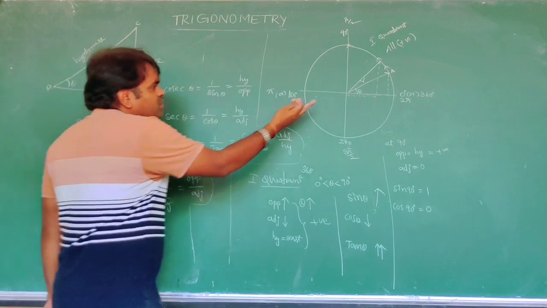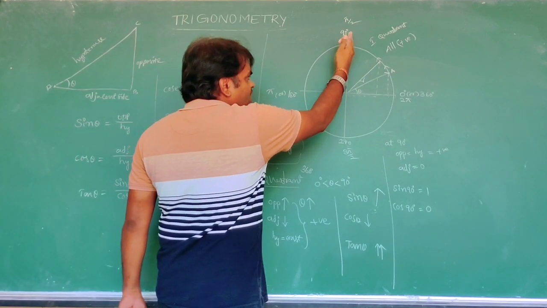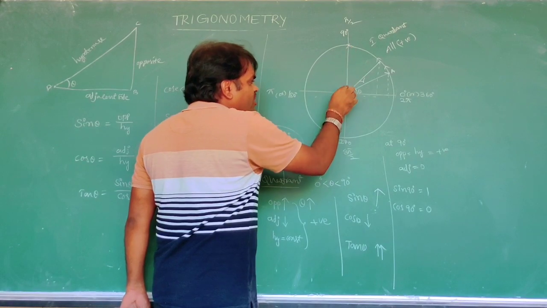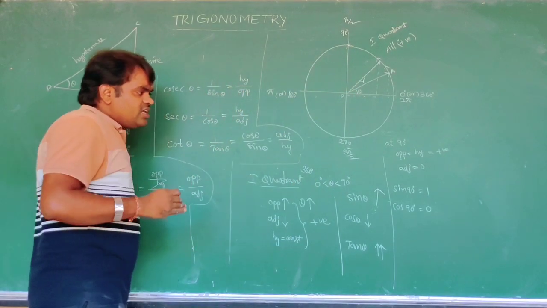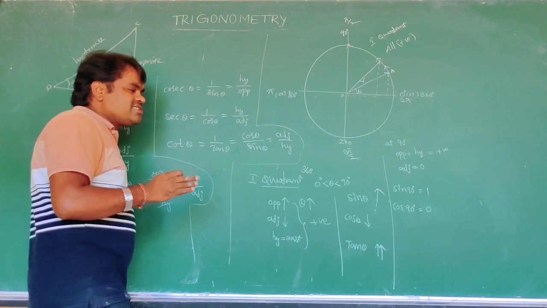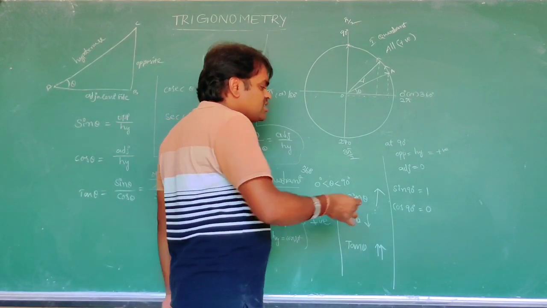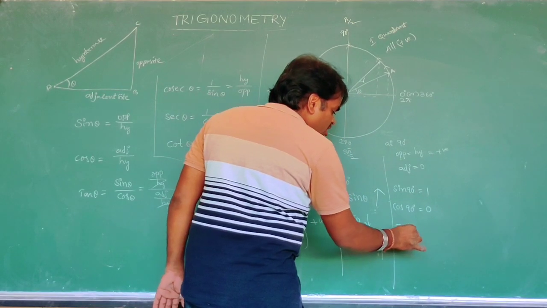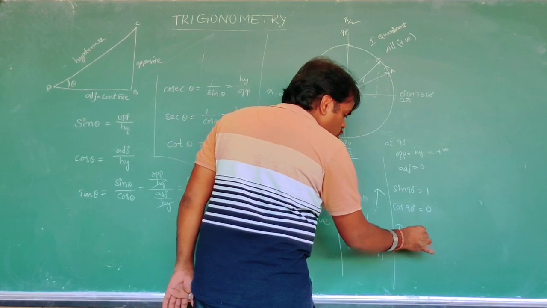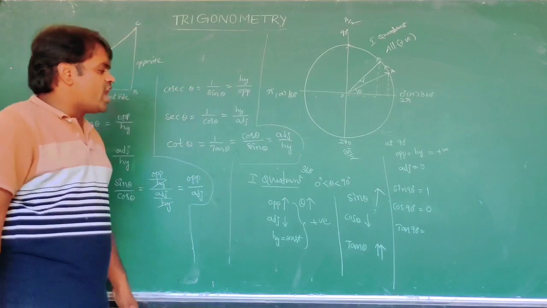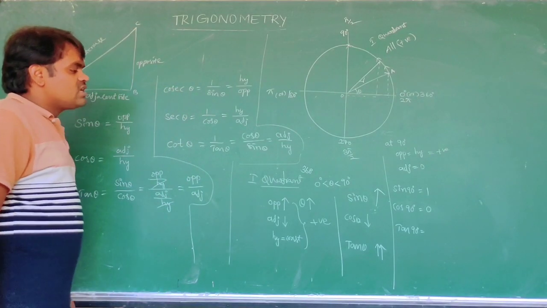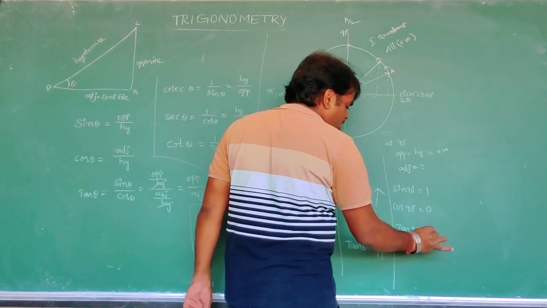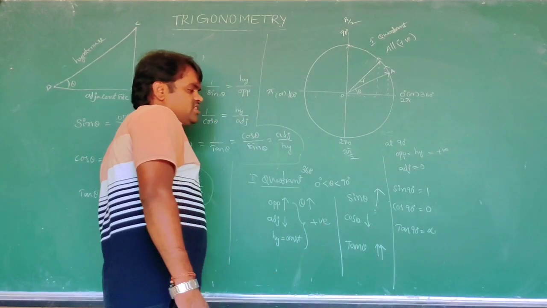Because at 90 degrees, opposite side and hypotenuse are equal and adjacent side will be 0. Then sin 90 becomes 1, cos 90 becomes 0. What about tan? Tan is the ratio of sin and cos, sin 90 by cos 90, 1 by 0. 1 by 0 is undefined. These are the values.